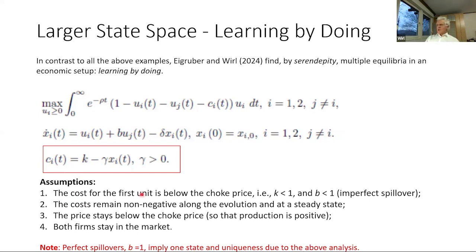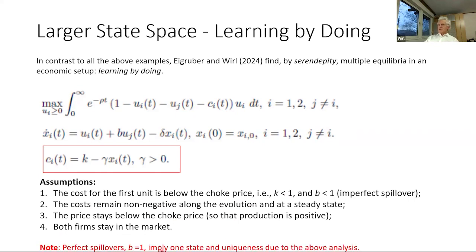First of all, the cost of the first unit must be below the choke price. The choke price is here. And second, the spillover must be imperfect. This is a standard economic assumption. You learn more from what you do than what you learn from what the others do. Then we assume that the costs remain non-negative along the evolution and at the steady state. The price stays below the choke price, otherwise production would be negative. And this is now a crucial assumption. Both firms stay in the market.